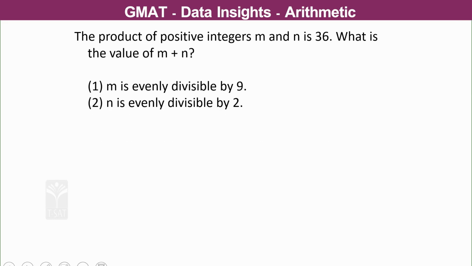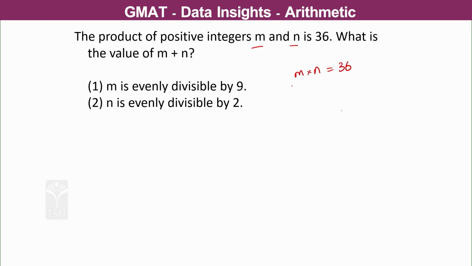Let's look at the first question. The question says that the product of positive integers m and n is 36. What is the value of m plus n? Statement 1: m is evenly divisible by 9, and statement 2: n is evenly divisible by 2. Okay, so what does the question tell us? You have two positive integers m and n, and the product of m into n is equal to 36.